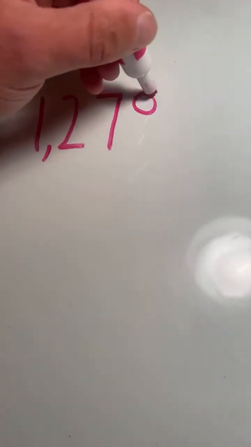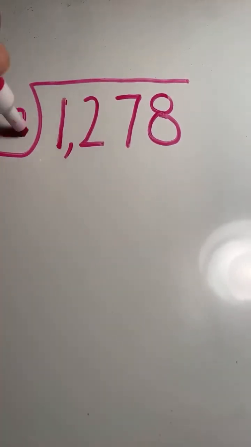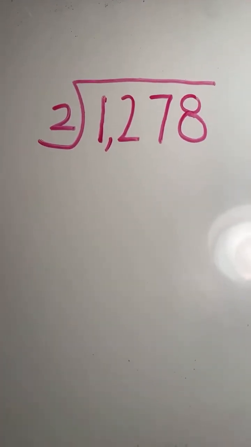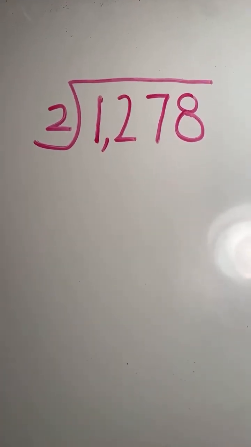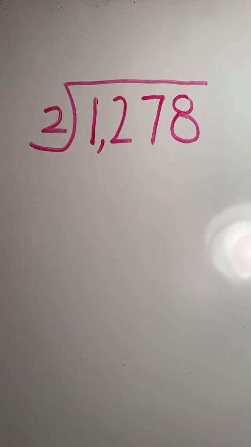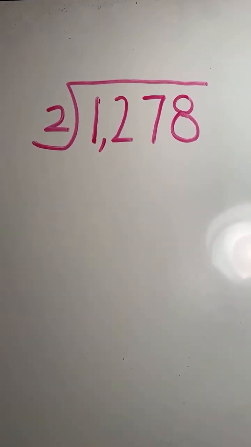So now for this next example problem, instead of using arrays, I'm actually going to use skip counting. So we have 1,278 divided by 2. So again, we want to start dividing. We want to divide by the smallest number possible.